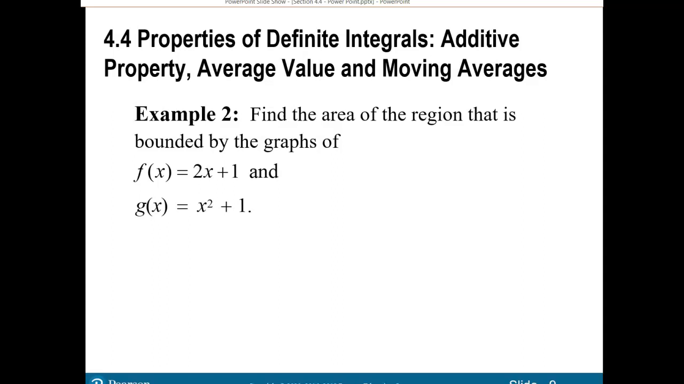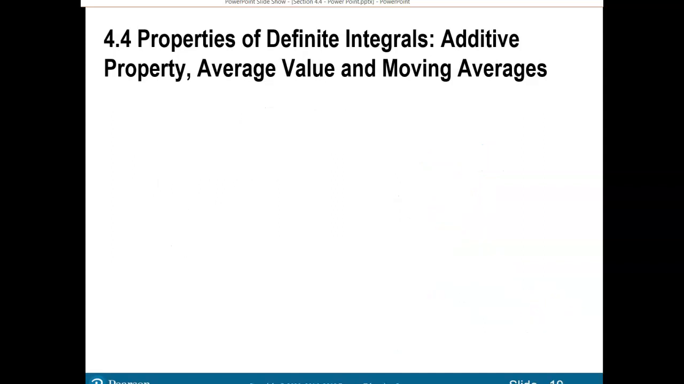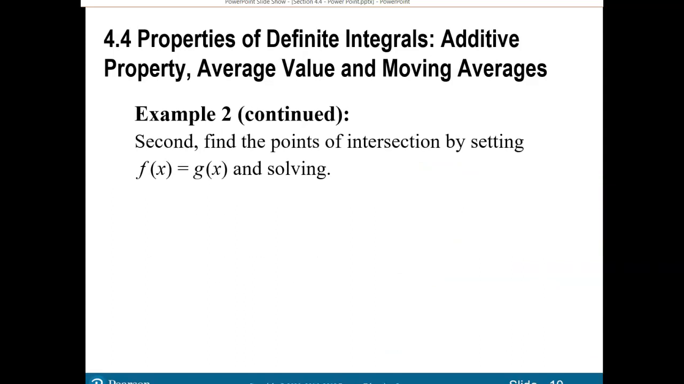All right, so the first thing I need to do is look at the two graphs. Okay, so if the graph's not given, you'll have to use your calculator to generate a graph of your two functions. So the 2x plus 1 is this line right here, and the x squared plus 1 is this parabola down here. So it looks like f of x is on top of g of x. Okay. The second step is to find the points of intersection, right? It just said find the area between the two. It didn't give me any a's and b's. So if they don't give you the endpoints, you have to find them. So set f of x and g of x equal and solve.